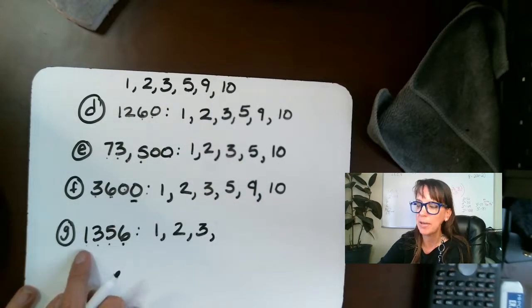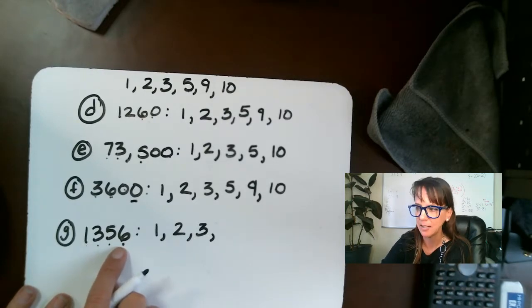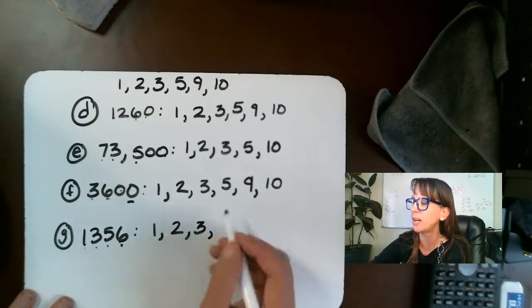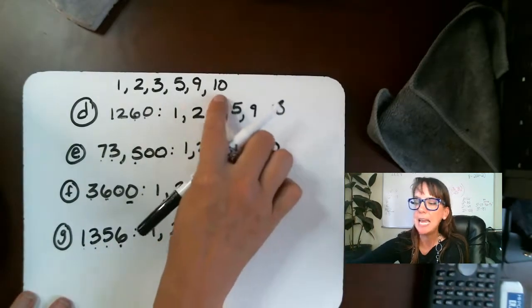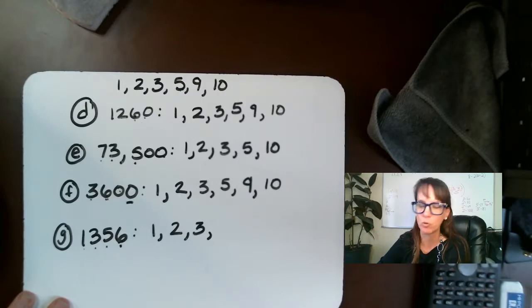9, well, let's go back. If we add those up again, 1 plus 3 plus 5 plus 6, we get 15. Does 9 go into 15? No, so 9's not going to go into this number. 10, it doesn't end in a 0. So basically, those are going to be our important ones right there.